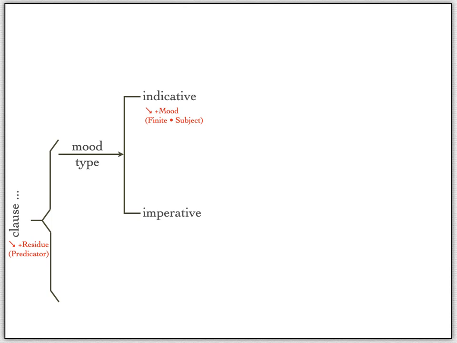As you'll see when we have an opportunity for comparison, Chinese clauses may have a subject, and it may be present in indicative clauses and imperative clauses. It's not required, as we already saw at the beginning of this semester. But there is no finite element in Chinese, and there is no mood element.